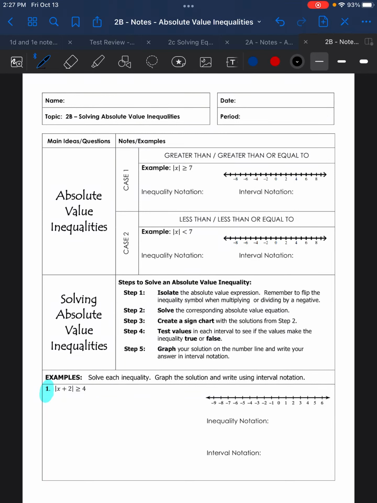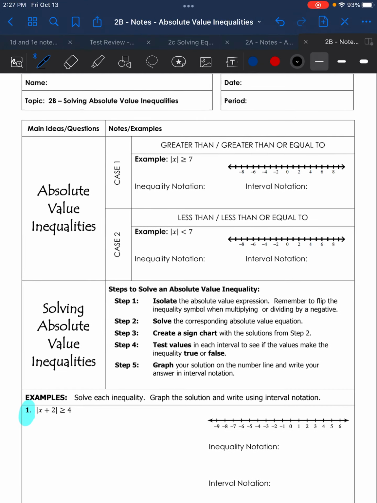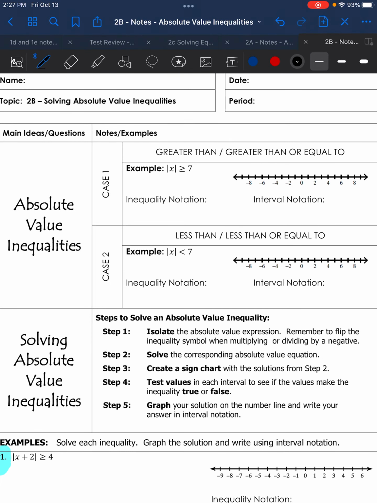Welcome to 2B notes, which is solving absolute value inequalities. All right, our first cases, we have greater than or equal to, or less than or equal to. So we'll start with the greater than or equal to, case one. To solve this, it's going to be just like an equal sign, now with the inequalities.